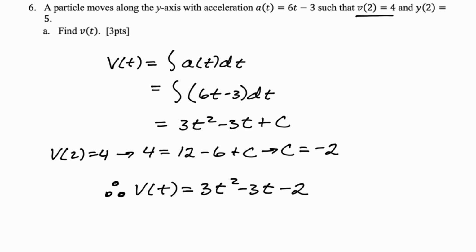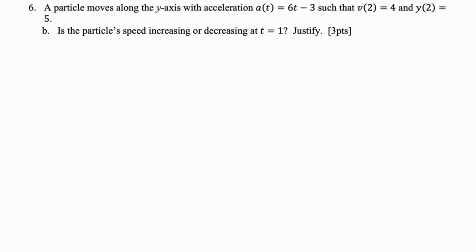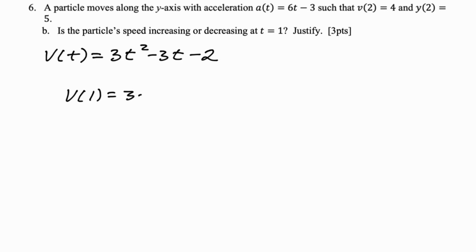Let's take a look at part B. Is the particle speed increasing or decreasing at t equals 1? And then we want to justify that. So we need the velocity that we found last time. We're going to find v of 1 and a of 1. So v of 1, we just plug in, right? 3 minus 3 and then minus 2. So negative 2. And then a of 1, we're going to plug into 6t minus 3. So 6 minus 3 is 3.